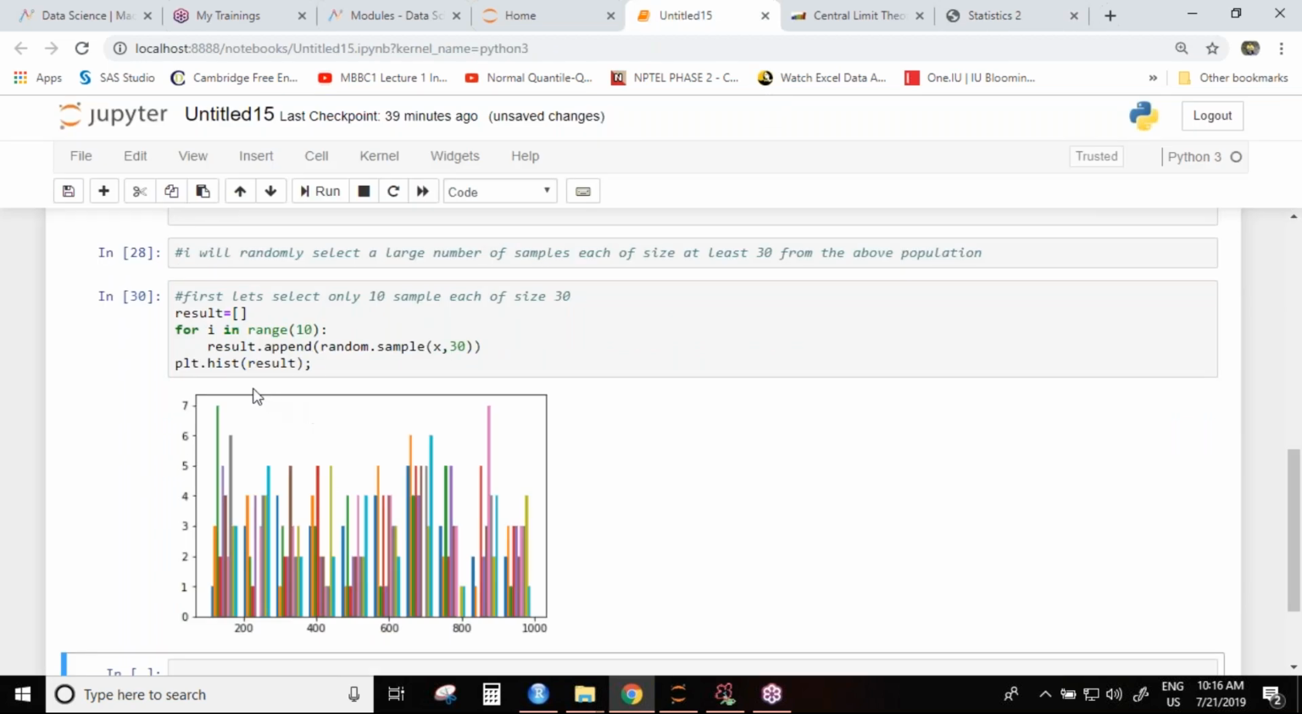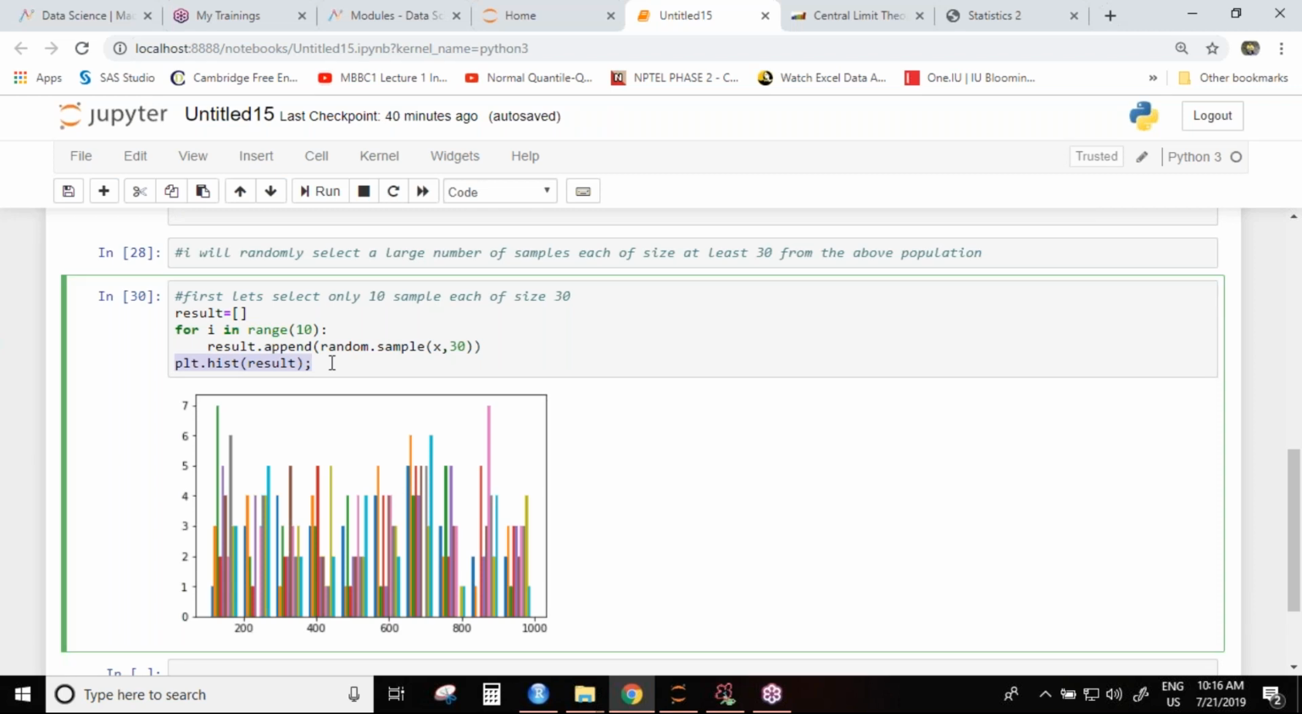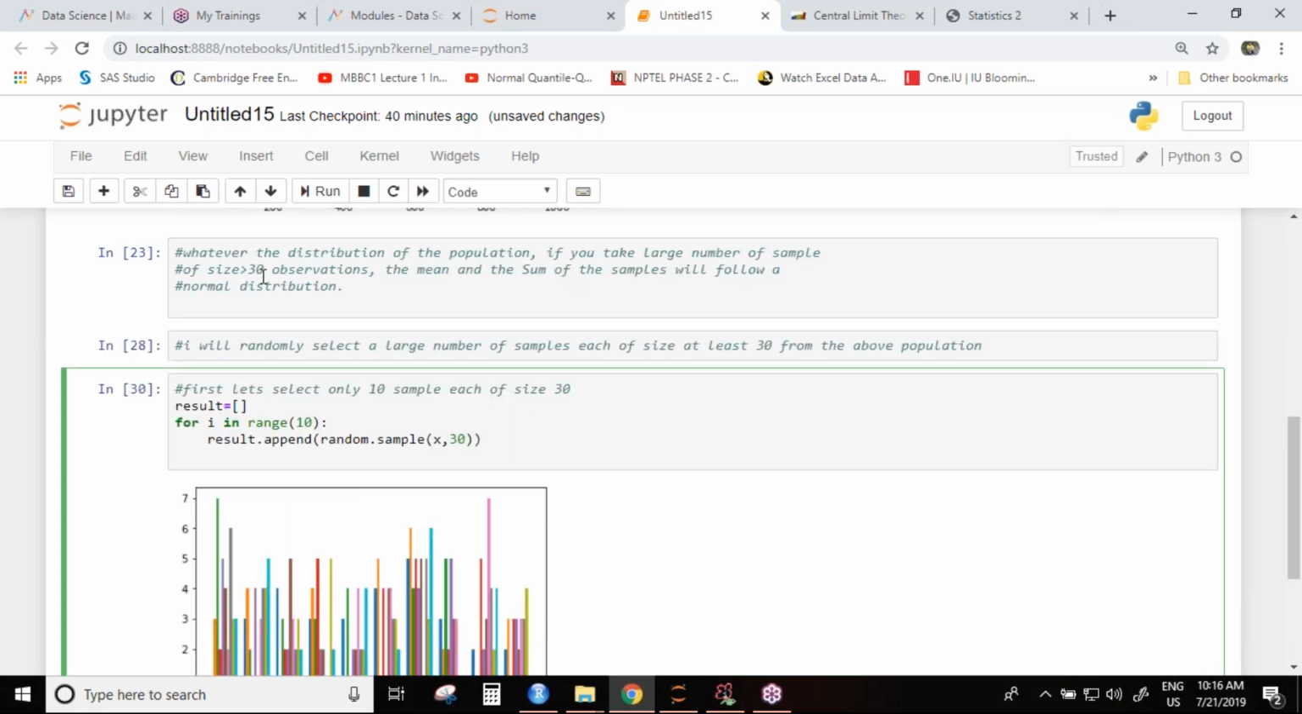Sorry, I forgot. Yeah, I have to take the average here, not this. Okay, guys, 1 second. Central limit theorem tells me that the average, not the values, will follow a normal distribution. So I'm doing it on the values. So now I'll have to actually calculate the average.